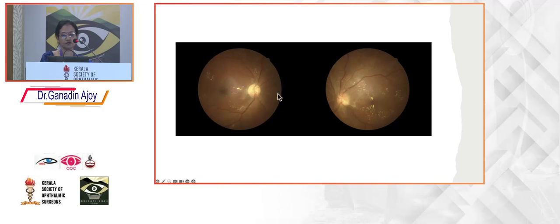And this is what the fundus looks like. There is the presence of a membrane because there was NVD along with this. In both eyes there are epiretinal membranes, and the disc has become pale.